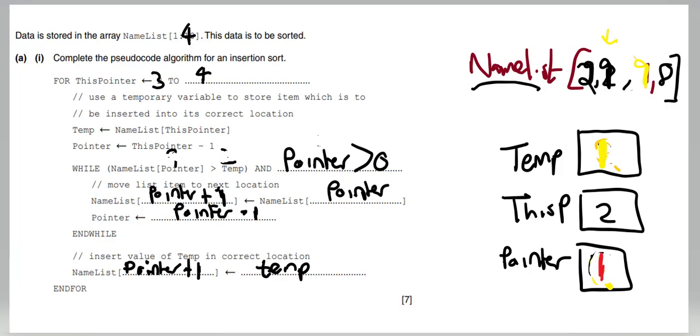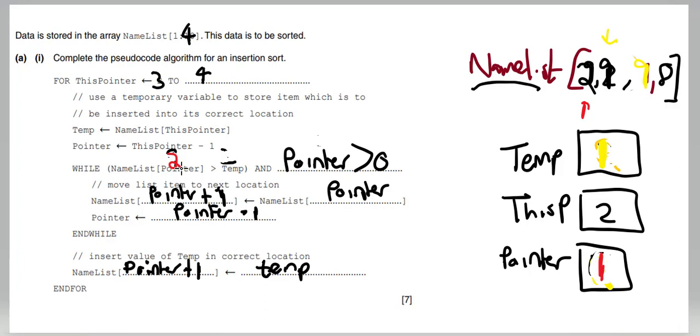So we've got the value number 2, which is pointing to. And pointer is greater than 0. Yes, it is. What are we going to do? Well, we're going to take nameless pointer, which is pointing to here, the number 2. And we're going to place it into pointer plus 1, which is where this number 9 is.